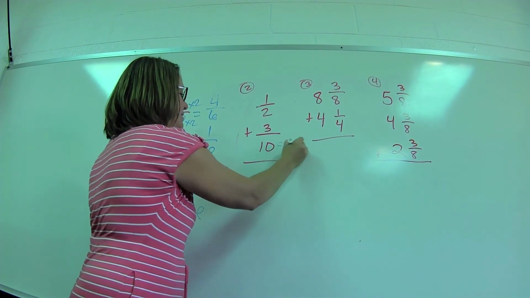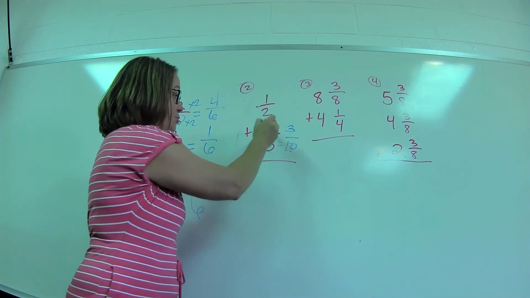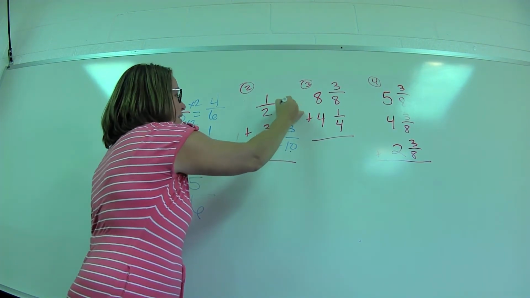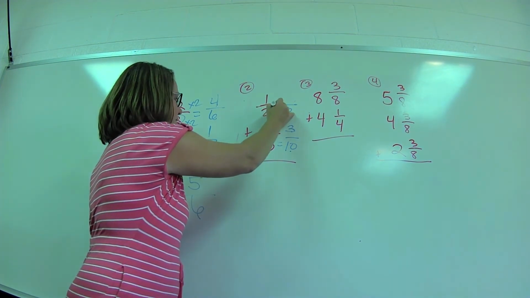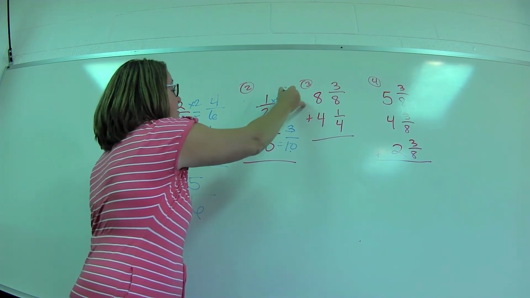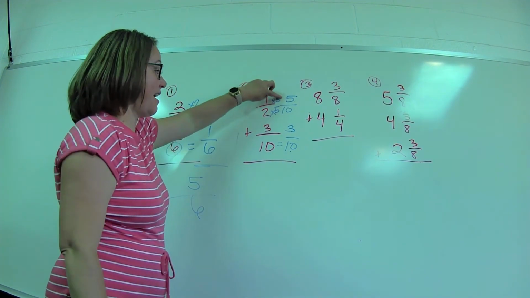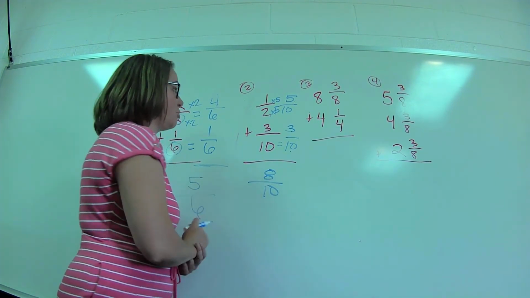So let's go with 10. So 3/10 remains 3/10 because I didn't do anything. That's times 1, that's times 1. Here, I'm changing to 10. How many times does 2 go into 10? 5 times. So multiply by 5. 1 times 5 is 5. Now we have 5 plus 3 is 8/10 would be my answer.